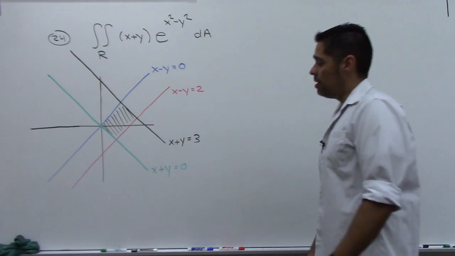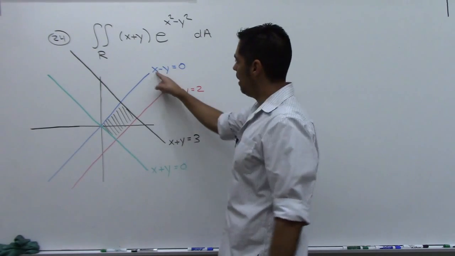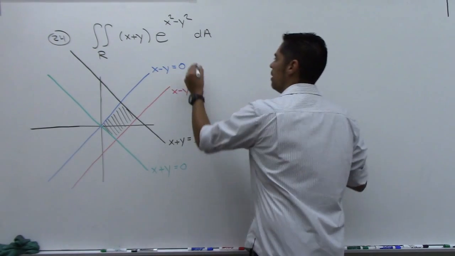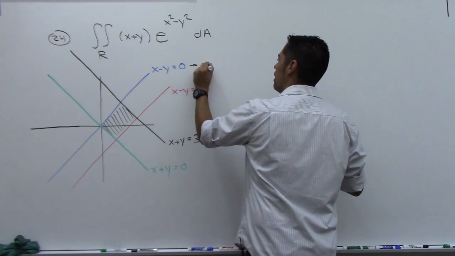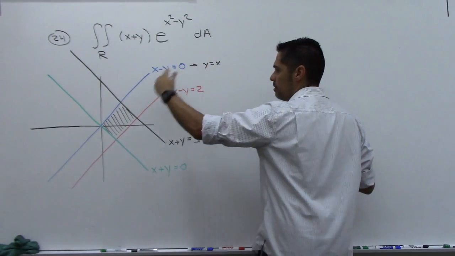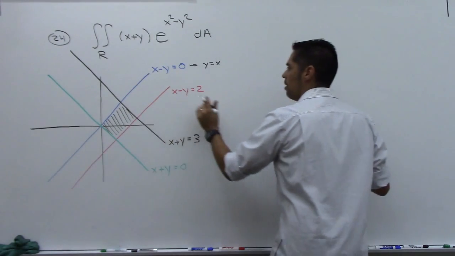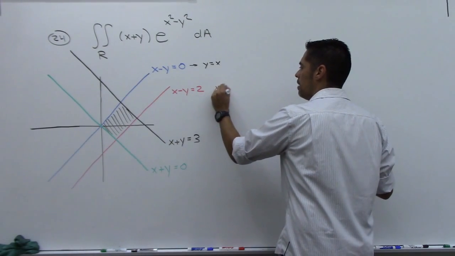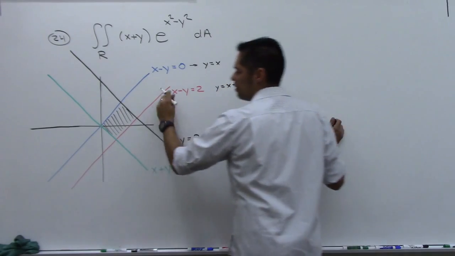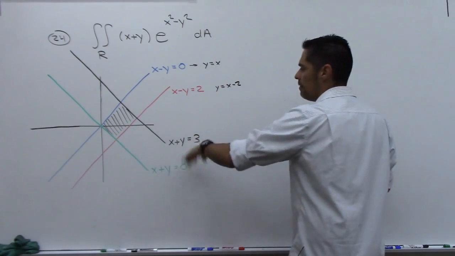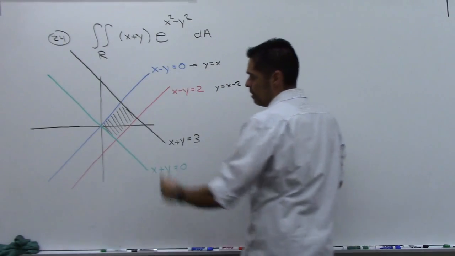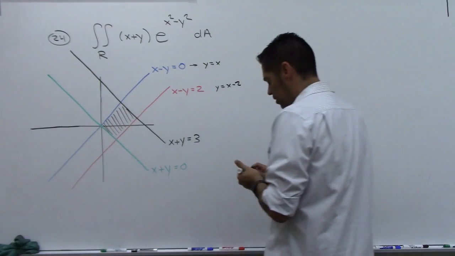Here's the region. So they give you 4 lines. x minus y equals 0. Just solve for y here, you get y is x. So that's this one right here. Solve this one for y, you get y equals x minus 2, and that's this one right here. You can do the same for these, and you get those 4 lines. You can clearly see the region of integration.